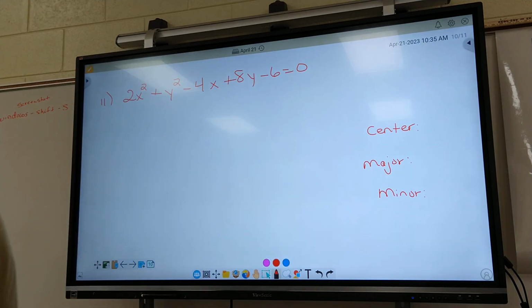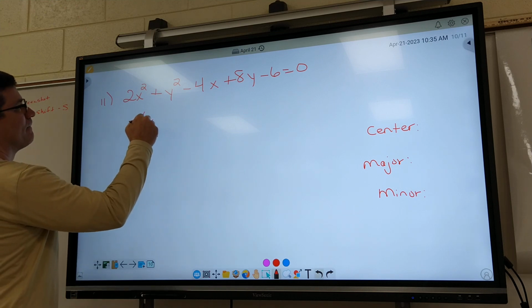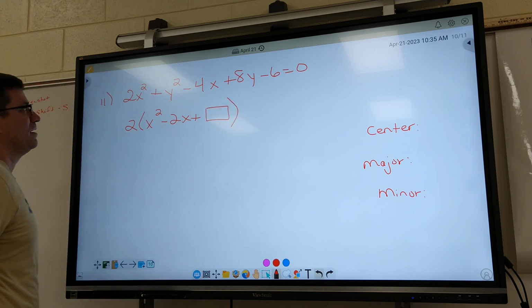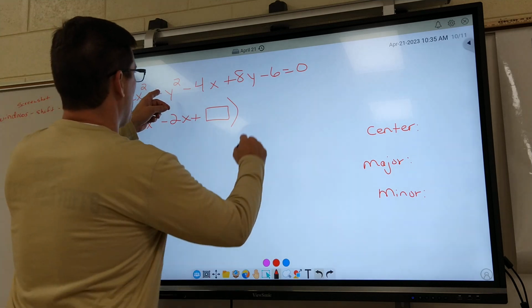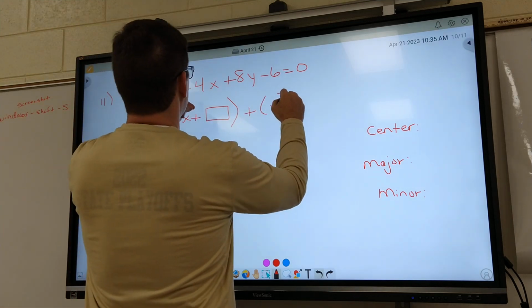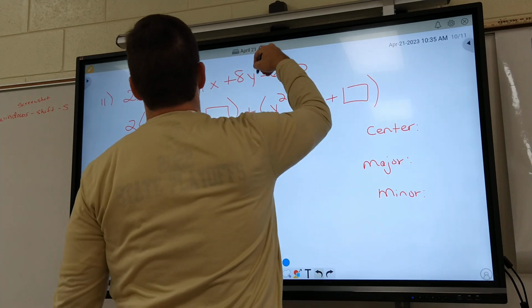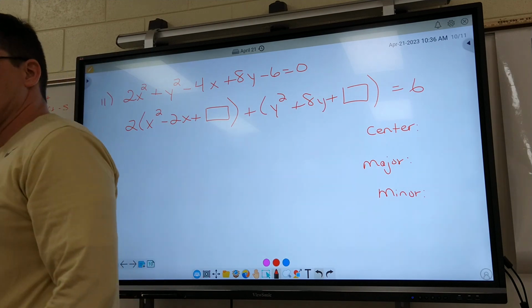All right, what do we divide the x's by? 2. All right, do we have to divide the y's by anything? Nope, because it's just got y squared. So I don't have to divide those. Got my box, minus 6, move it over is plus 6. All right, should work out from there, see what y'all can get.